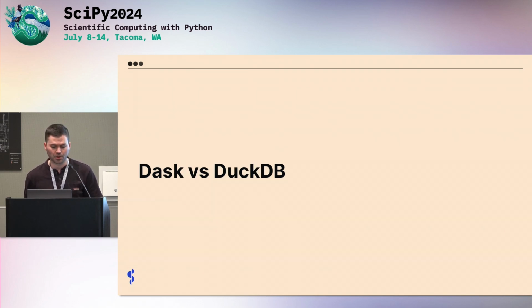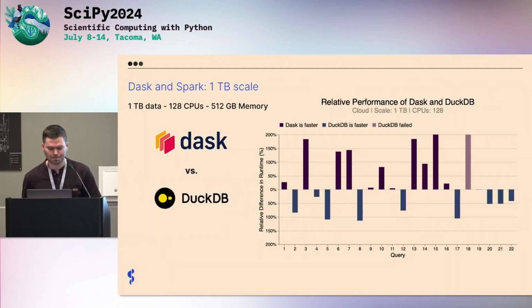First we look at Dask and DuckDB here. Again, the x-axis is all the different queries. We're now looking at the relative difference on the y-axis. Above 0 in purple, Dask was faster. Below 0 in blue, DuckDB was faster. And what we see here is it depends really on what you're wanting to do. Some queries Dask is faster, some queries DuckDB is faster.